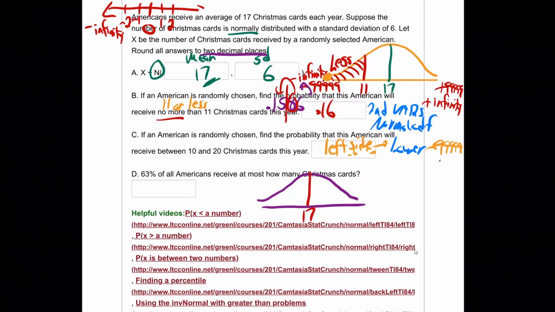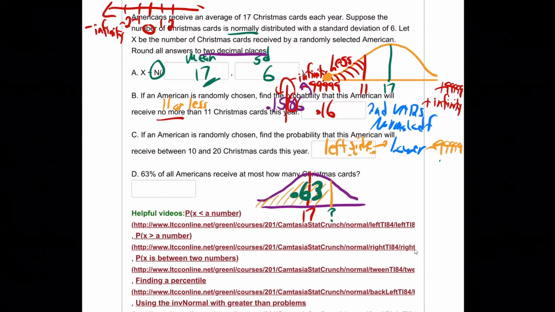Well, if that's going to be a number somewhere to the right. How do I know? Because this part has got to be 63%. It's got to be 0.63. And then this is what I'm looking for down here. What is that spot? How did I come up with that?